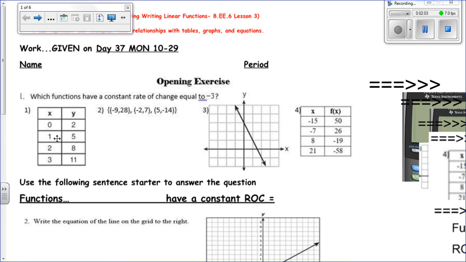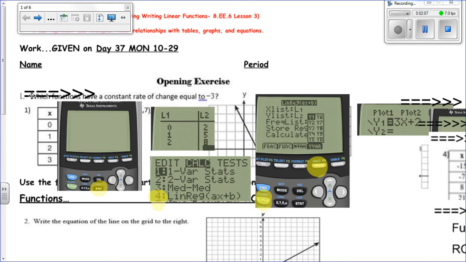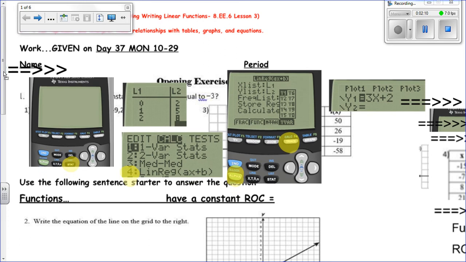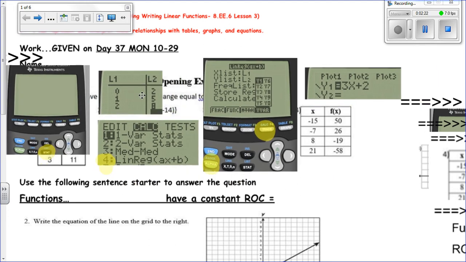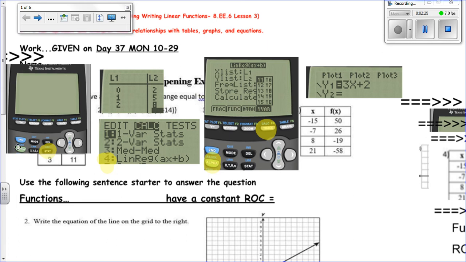Go to our first function. What do we notice? Well, it's in a table. And you have been taught when you have tables to reproduce them using the stat key. So we have a stat key here. We go to edit for number 1, and then we create our XY table based on what we see in the problem. We now hit stat again.